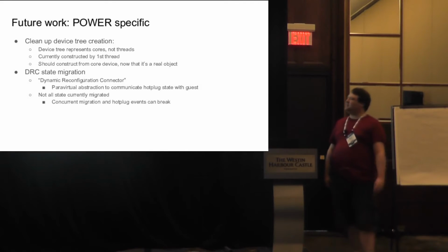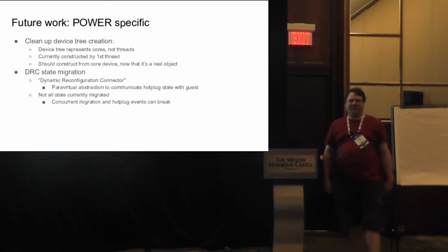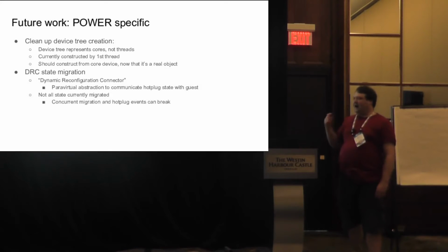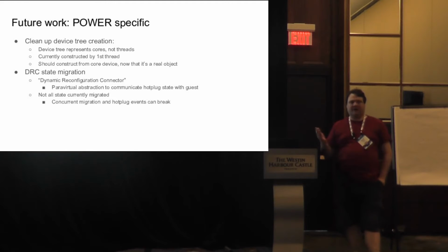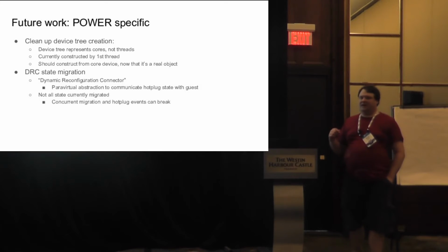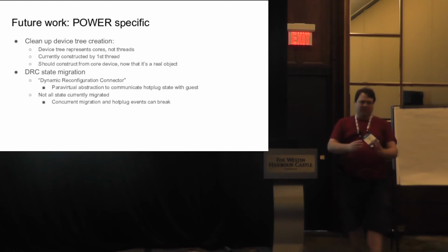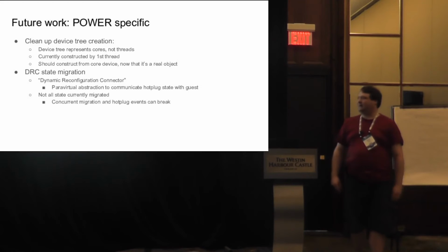DRC state, dynamic reconfiguration, is a fancy IBM word for hotplug. It's a firmware abstraction that's used to communicate between the guest and the hypervisor about how to unplug and plug various things. At the moment, if you're in the middle of a hotplug operation and you try to migrate, some state might be lost and things will go wrong. You're okay to migrate before your hotplug, you're okay to migrate after the hotplug is fully completed, but somewhere in the middle there are some problems and we need to clean up how to do that.